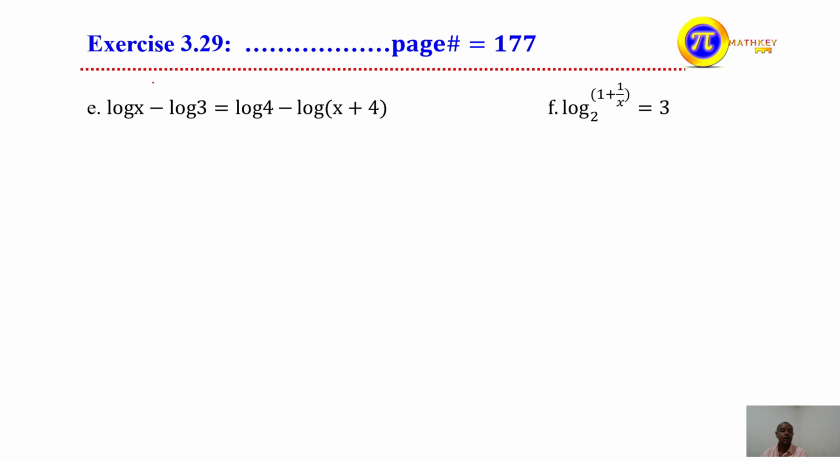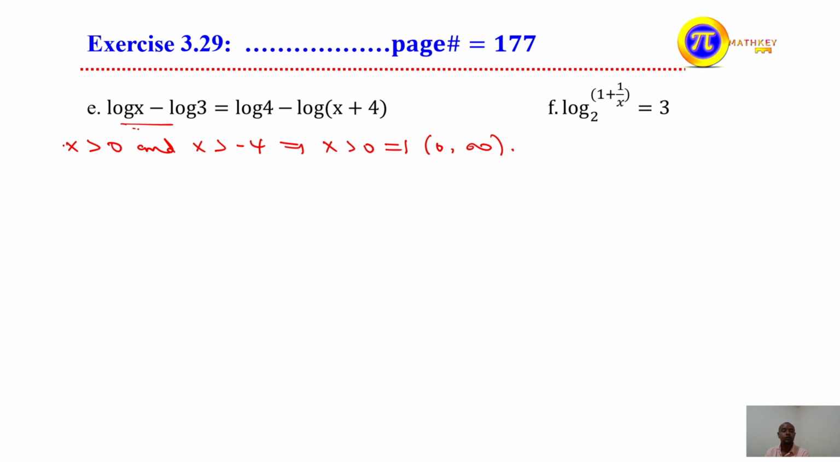In case of E, we have log of x minus log 3 is equal to log of 4 minus log of x plus 4. In this case, we have a difference of logarithms. If that's so, we have to determine the domain of each. The domain of log x is x must be greater than 0. The other one, log of x plus 4, requires x greater than negative 4. What is common? x greater than 0 is common. So the universe or domain of this is 0 to positive infinity.